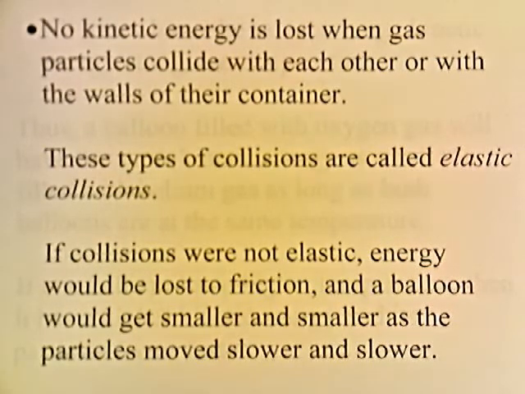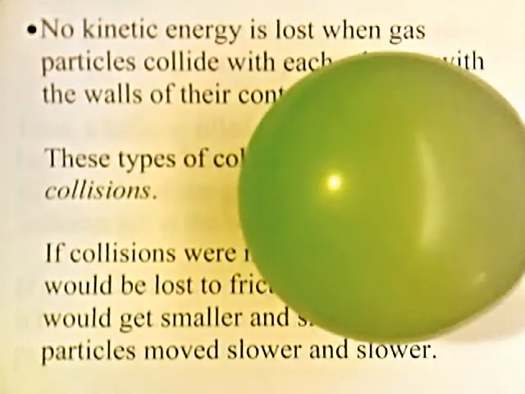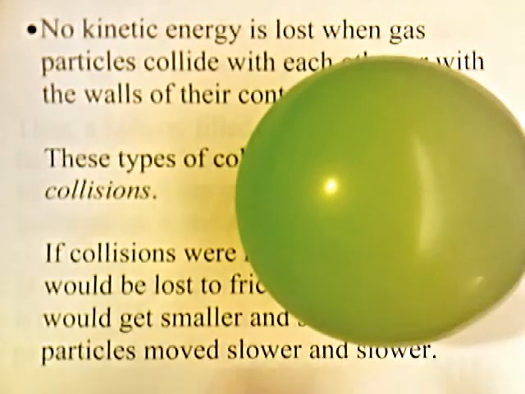If the collisions were not elastic, energy would be lost to friction and a balloon would get smaller and smaller as the particles move slower and slower. So for example, I have a balloon, and notice the balloon is keeping the same volume. And the reason it keeps the same volume is because the atoms and molecules that are bouncing around inside collide with each other, but there's no friction between them. No energy is lost to friction. All the energy is simply transferred from one collision to another.